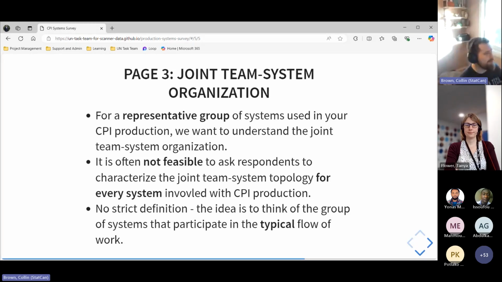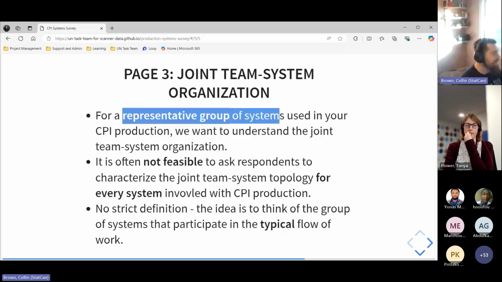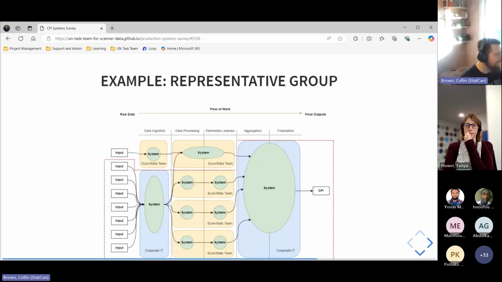But of course, what would be very interesting is if you could jointly say, how does your team and system organization look together? So this is what we're trying to learn in this question. Obviously, that's a very hard thing to characterize in a survey, so we're trying to add some simplifying assumptions to make it not quite as difficult. So we introduced this concept of a representative group of systems, and on the next slide, I'll have a diagram of what that looks like here.